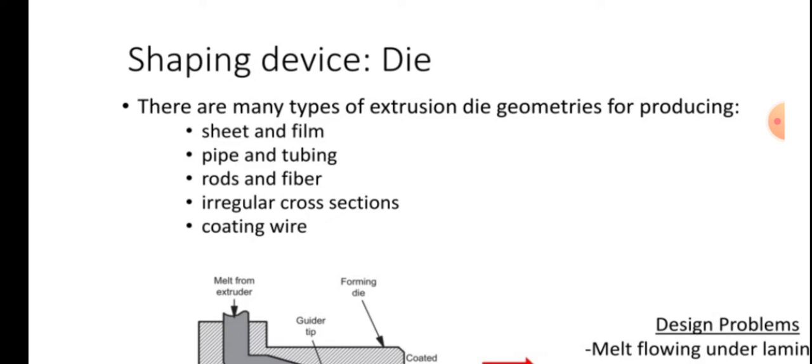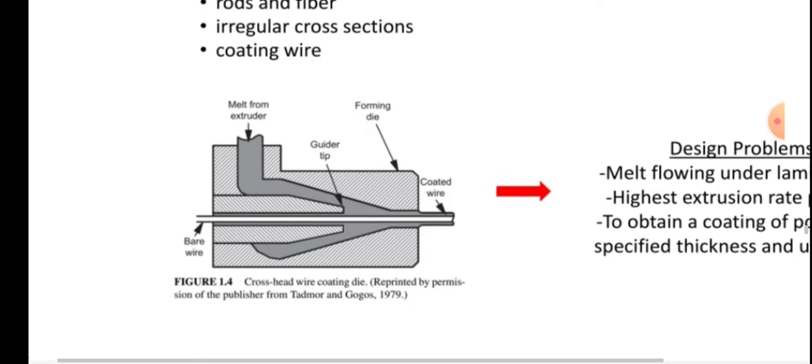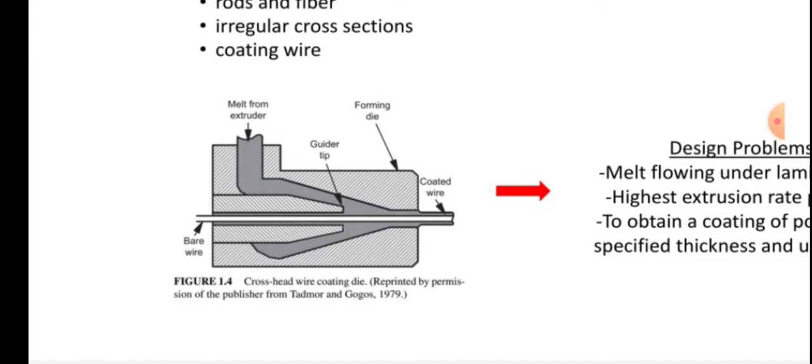Shaping device is the next part we have to study. Die. There are many types of extrusion die geometries for producing sheet and film, pipe and tubing, rods and fibers, irregular cross sections, coating wires, etc. Melt from extruder, forming die, guider type, bare wire, coated wire, etc. Cross head wire coating die is given in the figure.